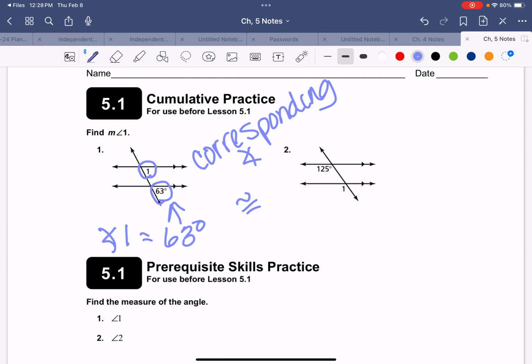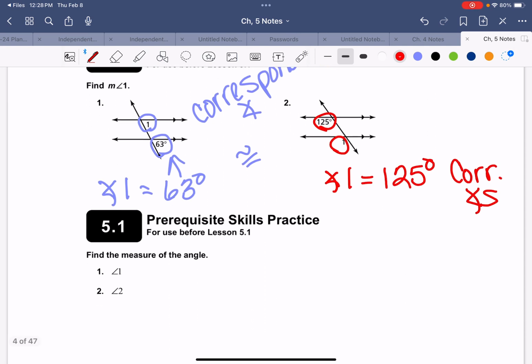Same thing here with 2. I have lower left, so therefore angle 1 must be equal to 125 degrees. Why? They're corresponding angles. Kind of like that.